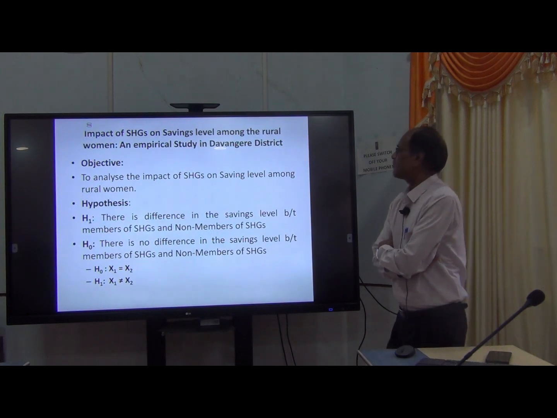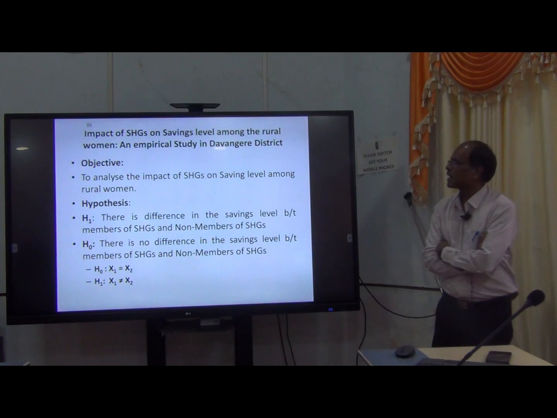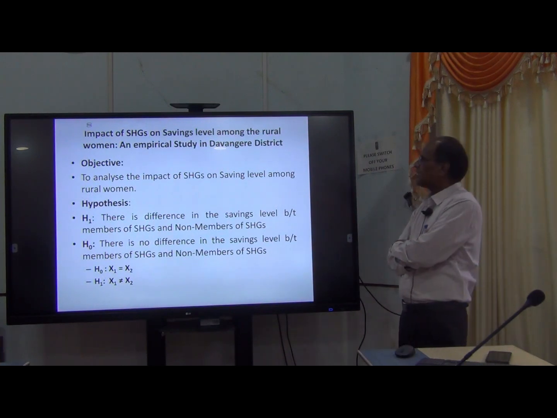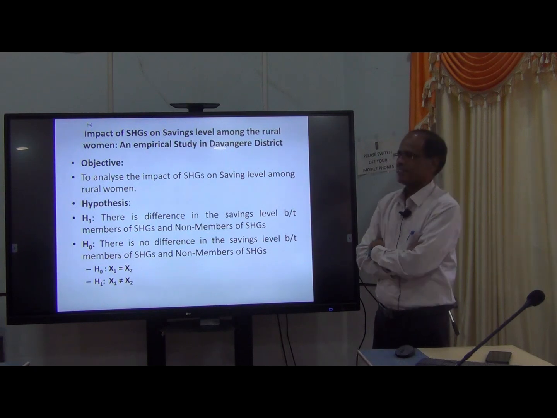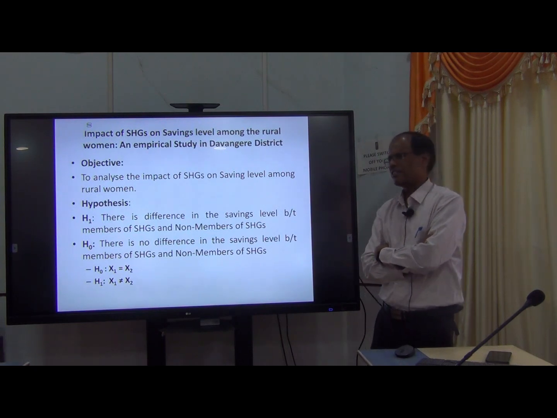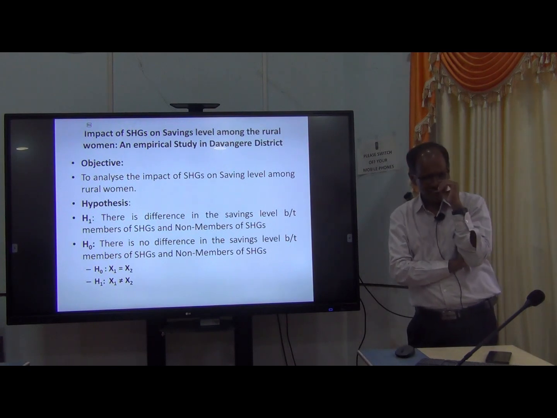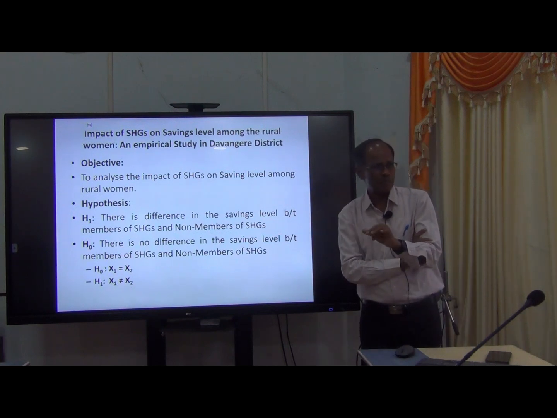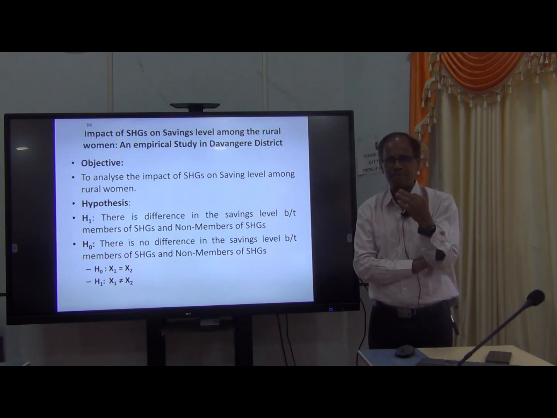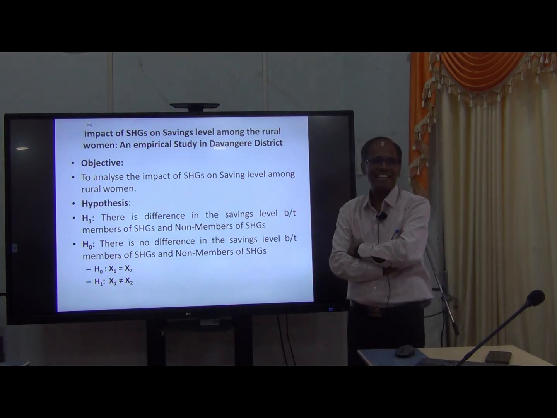The study is on the impact of self-help groups on savings level among the rural women. An empirical study in Davangere. Of course, this study was conducted as part of a thesis by one of my, not my student from my campus, but of course the data analysis advice was by me. So I have the liberty to take that data.